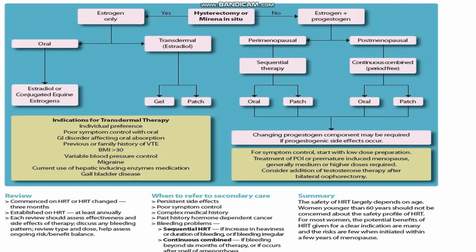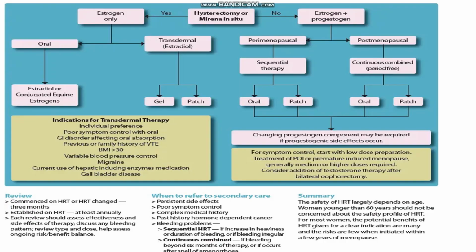If the patient is not hysterectomized, that is, the uterus is present, then a combination of estrogen and progesterone is given. In the perimenopausal stage, sequential therapy is given because the patient also has irregular menstruation. The sequential therapy will improve the menstrual periods as well as the symptoms. Sequential therapy may be given in the form of oral or patch, and the postmenopausal patient continues with a combined period-free preparation in the form of oral or patch. Changing the progesterone component may be required if progesterone side effects occur.